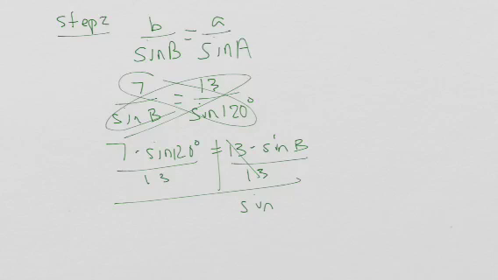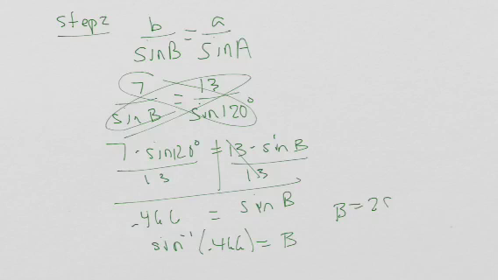Cancel those out, and I get sine of angle B is equal to, and again, I've got a calculator to do this stuff on the left, 7 times sine 120, and then divide by 13, which equals approximately 0.466. Anytime we're trying to find an angle measurement, we use inverse sine. So the inverse sine of 0.466 will equal angle B. On your calculator, you're using the inverse sine button. When I do that, and round to the nearest whole degree, B equals 28. So now I know what angle B is.